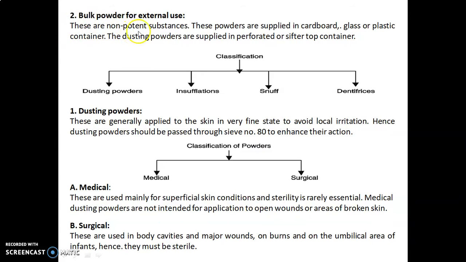These are non-potent substances. These powders are supplied in a cardboard, glass or plastic container. The dusting powders are supplied in a perforated or sifter-top container. The classification of this bulk powder for external use is first of all dusting powder, then insufflations, snuffs and dentifrices. We will discuss dusting powder.